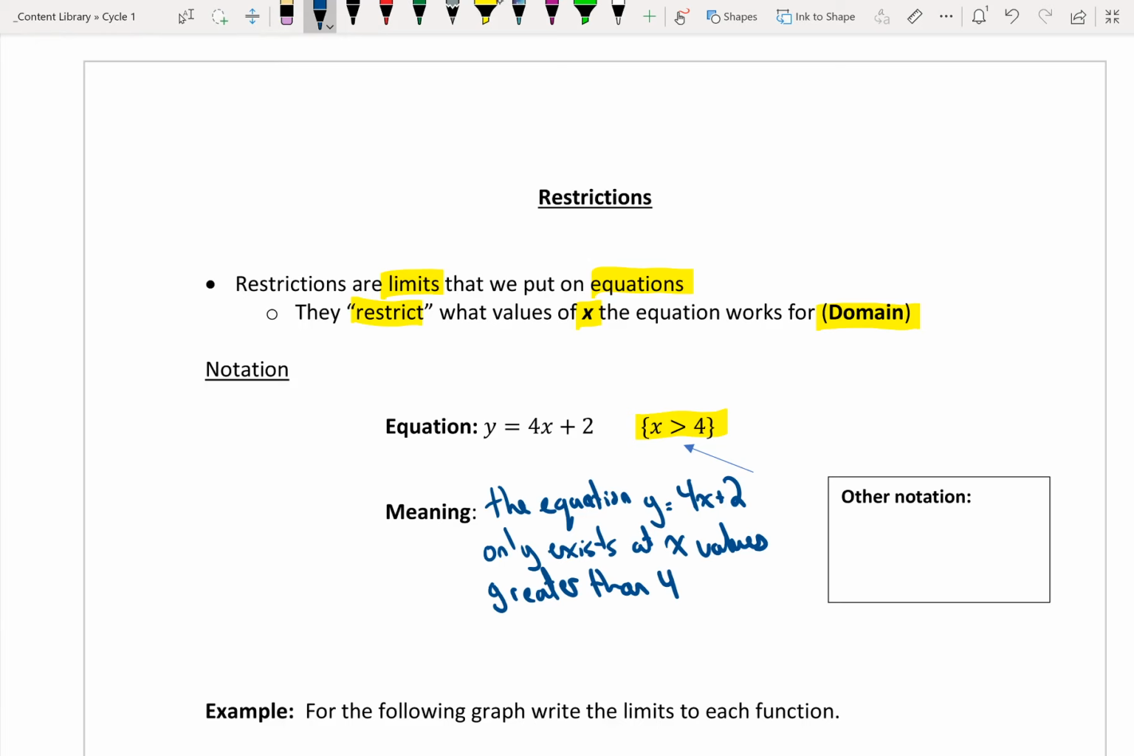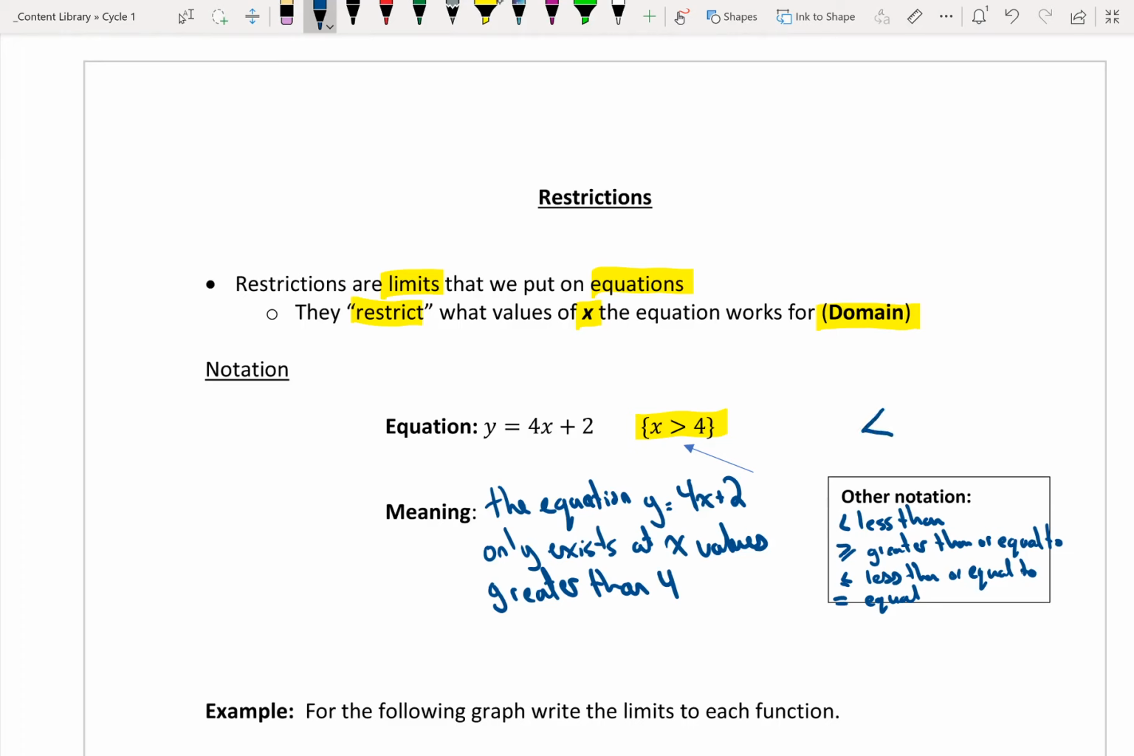Other notation that we could use: if we're using this symbol as the greater than, we also have less than. We then have also the greater than with a line under it, or equal to, so greater than or equal to. We have less than or equal to. We have equal to as well.